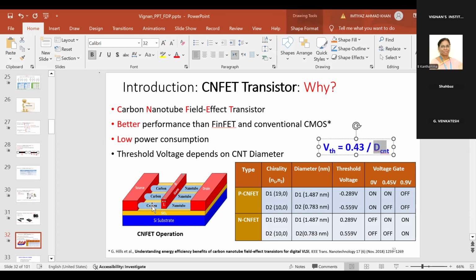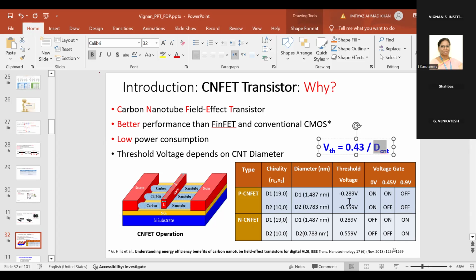Diameter in CNFET is of this type. Just like for PCNFET using 19.0, meaning the diameter value is 19, then your threshold value is minus 0.289. If you're using 10.0, meaning the diameter value is 10, then your threshold value will be higher. Means if your diameter value is less, then the threshold value will be high. So that's the reason PMOS will work on both 0 and 1 logic. It will be more beneficial also for NCNFET, just like I will explain again.